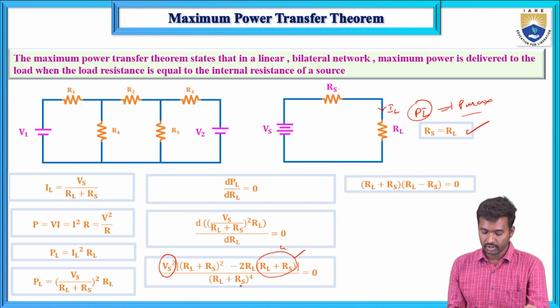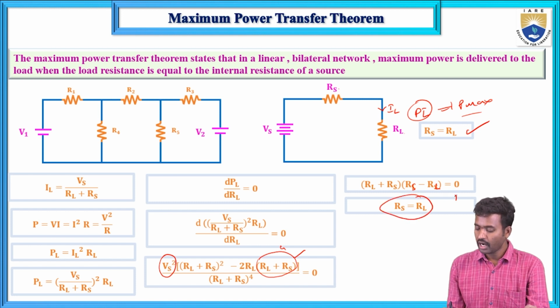If you simplify this, if the denominator on the LHS side goes to the RHS side, this term is 0. Now if you take the common RL plus RS, you will get RS minus 2RL, that equals RS minus RL. This is RS minus RL. Now here RS equals RL, or RS equals minus RL.